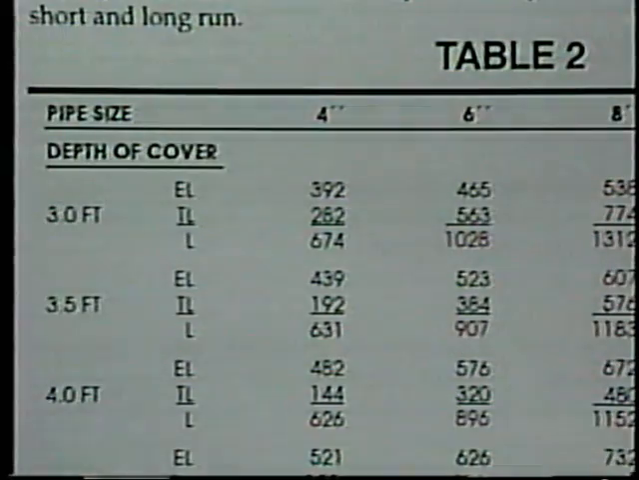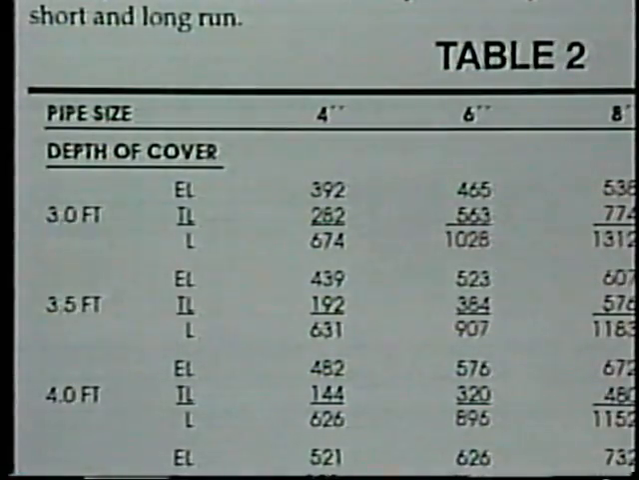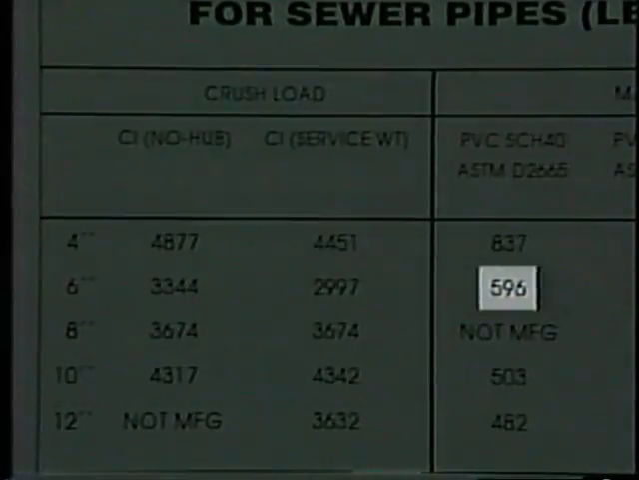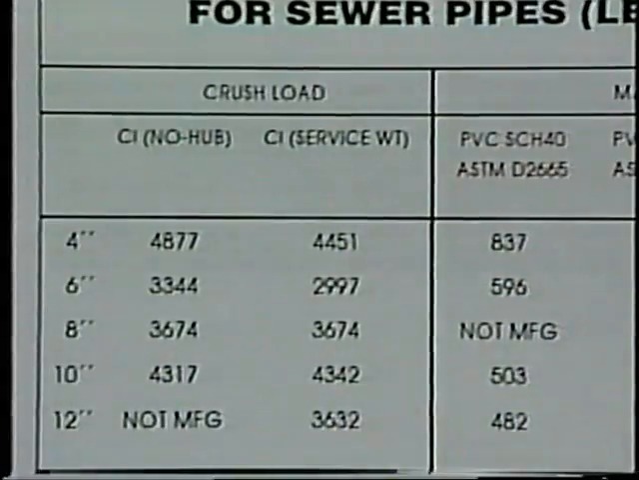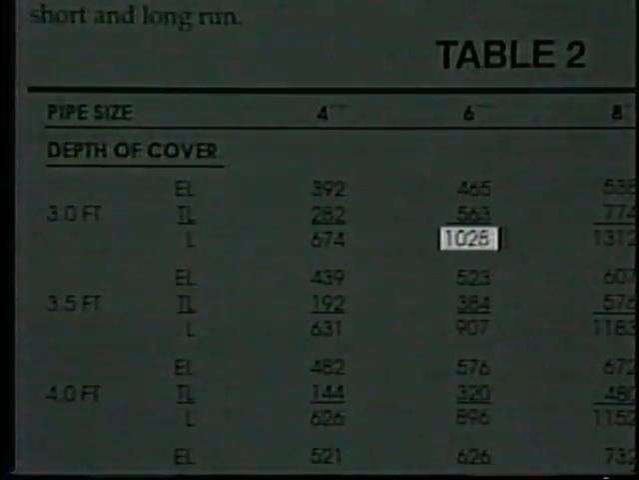For example, on 6-inch pipe buried 3 feet, earth loads of 465 pounds and live loads of 563 pounds would be exerted. However, looking at the pipe stiffness values and ring deformation values in the table, you will note that the plastic pipe is rated at 596 pounds per linear foot of pressure at 5% deflection. This means that theoretically, a thermoplastic piping material could meet the requirements of the specification at 596 pounds, but might not meet the total load on the pipe of 1,028 pounds.